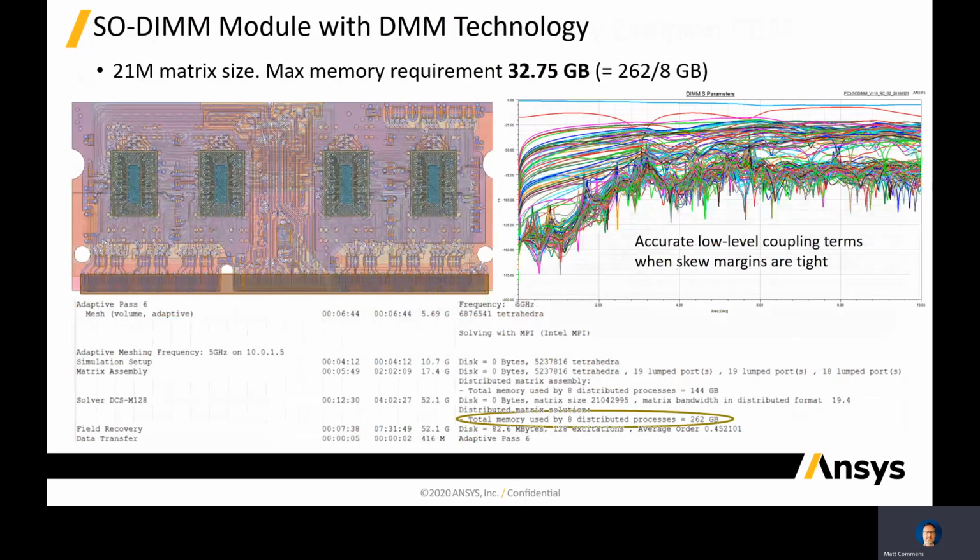To look at this in more detail, here's that same simulation. We're looking at the S-Parameter results. Notice we get very, very low noise floor solutions from that, which can be important, for example, when you have designs with very tight skew margins. But take a look at the profile.